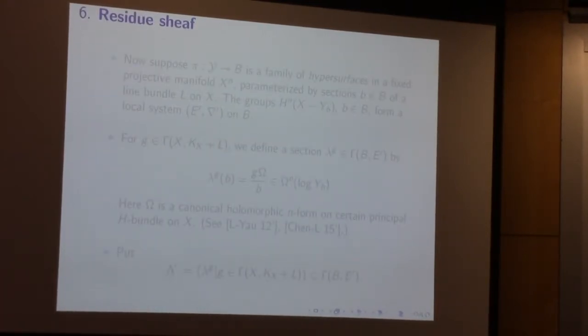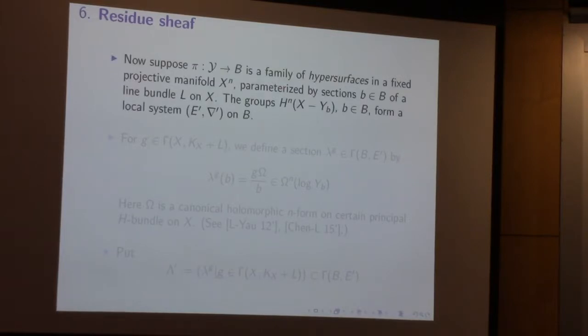Okay, now next I want to specialize the setup somewhat. Instead of a general family, I want to look at a family of hypersurfaces in a fixed ambient projective manifold, n-dimensional ambient projective manifold. So my d now becomes n minus 1. Okay, so this is a family of hypersurfaces parameterized by a set of sections of a line bundle.